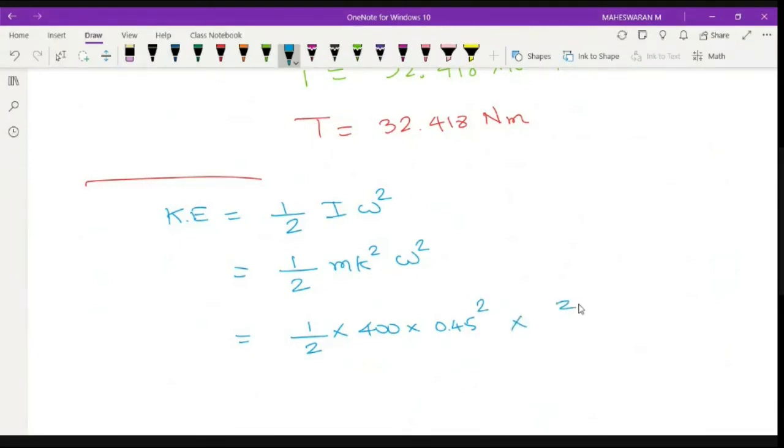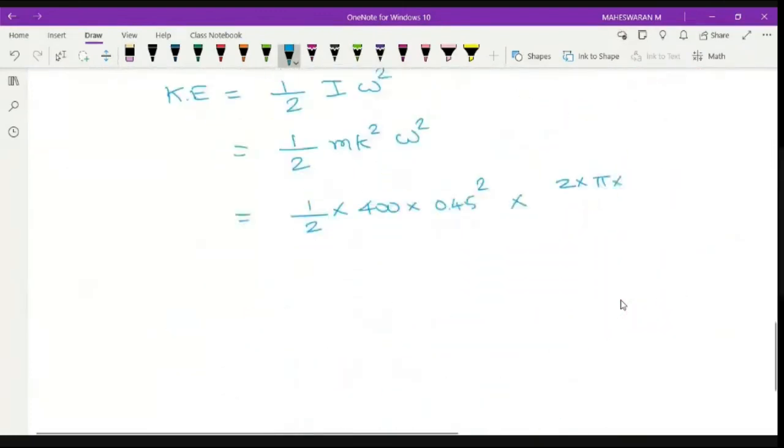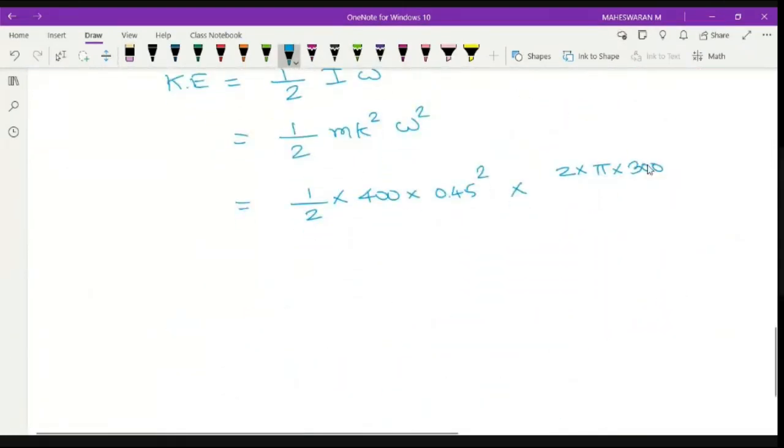Omega is 2 pi N by 60. So 2 into pi into N, sorry, rotation in RPM, so 300 divided by 60, the whole square. So what is your kinetic energy? 1272.34. The unit is joules. Okay, so we got our kinetic energy here.